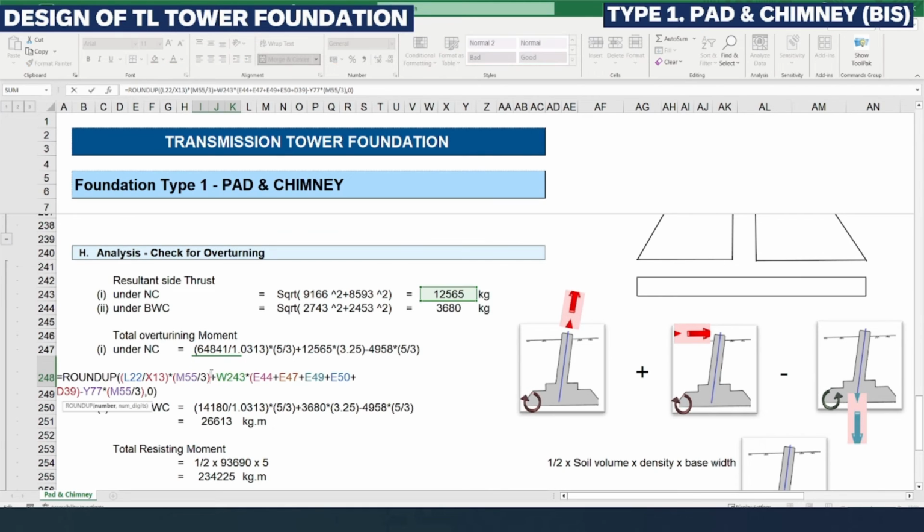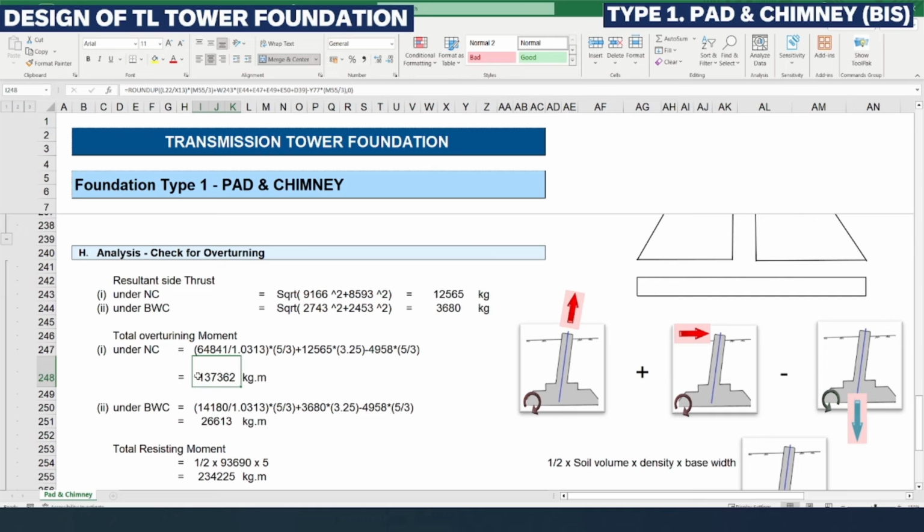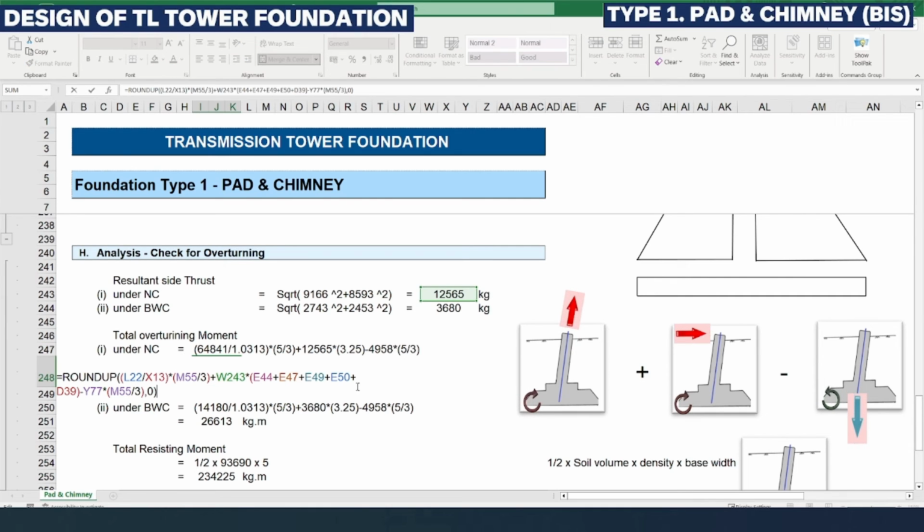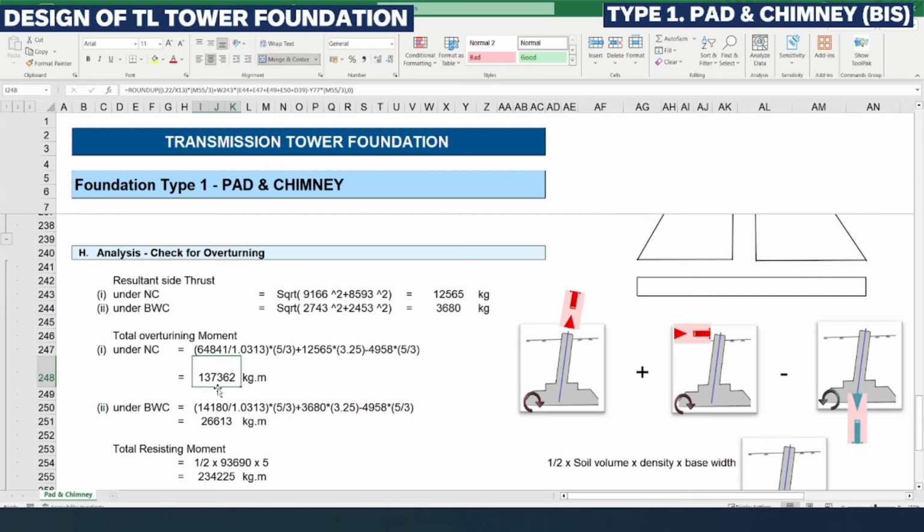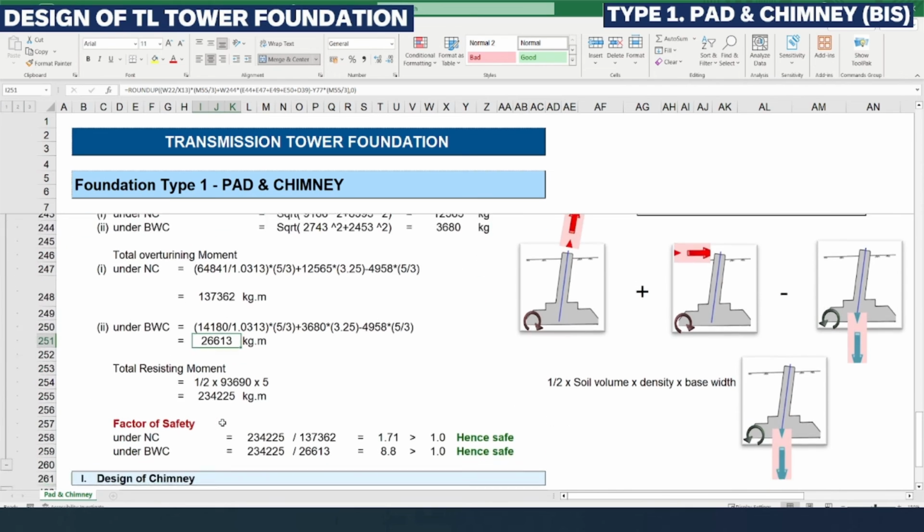So in total, the net overturning moment is 13.7362 kg meter. Similarly, we need to calculate for the broken wire condition also.